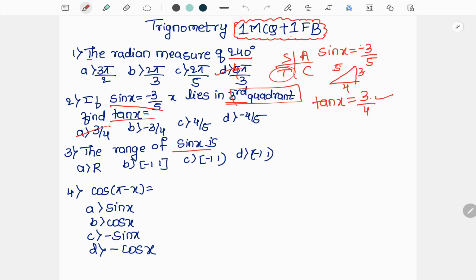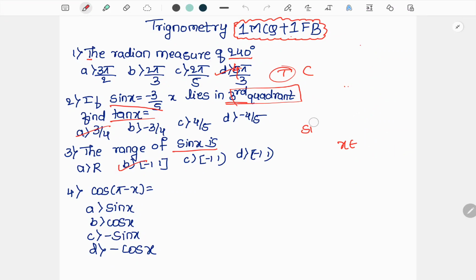So now, what is the range of sin x they are asking? We know sin x input value is real numbers. Anything we can substitute. But the output value of sin, always minus 1 to plus 1 we will get. So therefore that is also a closed interval. Range is this. See, I will suggest you students that the domain and range table is there. So please do that.